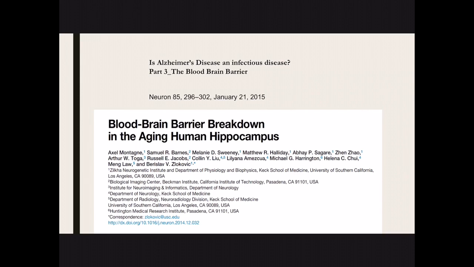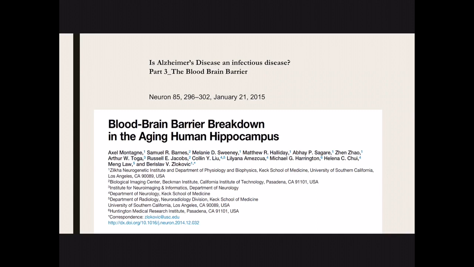Now we come to part 3 as another essential component to make the story coherent, and that is the blood-brain barrier. The brain is a very privileged organ. Things don't get in, many drugs don't get in. It's being carefully protected from the outside world by special structures in the blood-brain barrier.